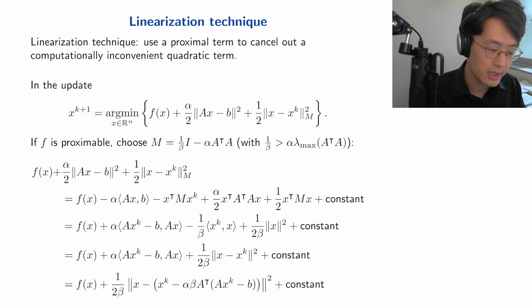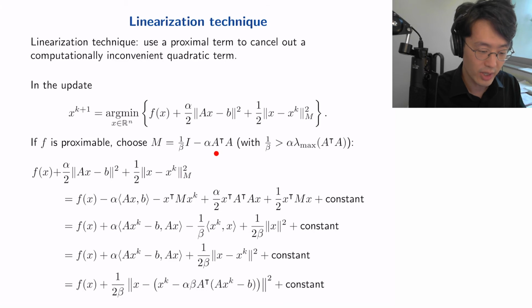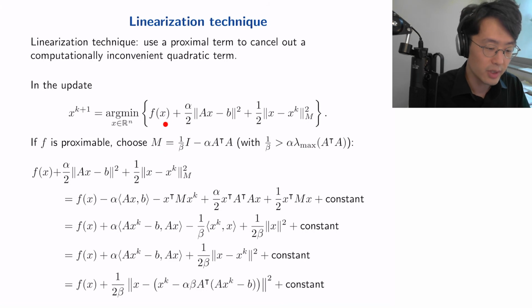If that is the case, we make this particular choice: M is equal to 1 over beta I minus alpha times A transpose A, and we assume that 1 over beta is bigger than alpha times the largest eigenvalue of A transpose A. This condition ensures that the metric matrix M is positive definite. So with this choice, we take this objective and then we simplify it. This is the objective in the argument defining x_{k+1}.